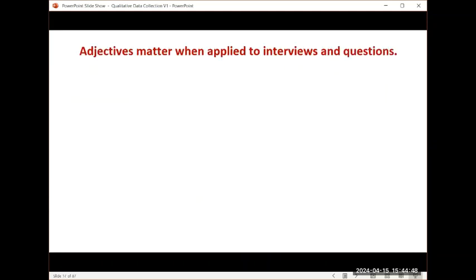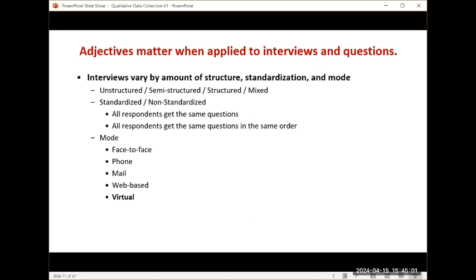So we're going to keep coming back to this linguistic problem here. Adjectives really do matter, and they're really different from how you apply them to interviews and questions. On interviews, we have unstructured, semi-structured, and structured, or some combination of mixed, or we have standardized and non-standardized. In standardized, what we're really talking about is that all respondents get exactly the same questions in the same order. All right? And again, we're going to talk more about the unstructured, semi-structured in a minute.